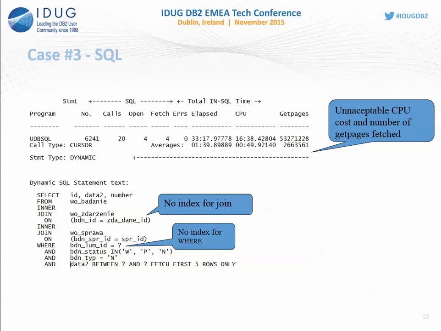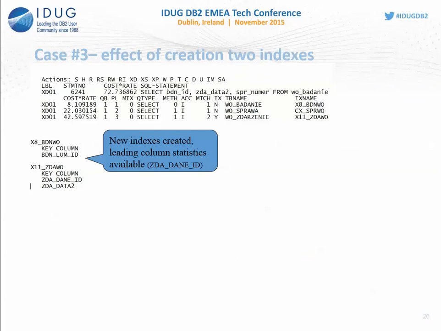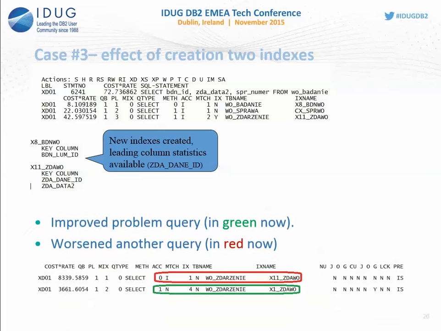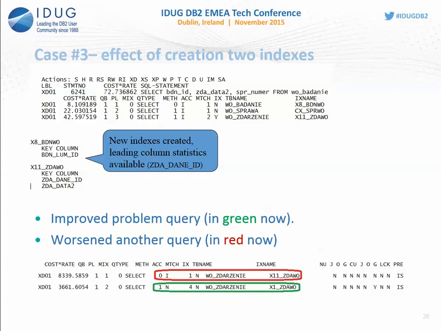The result of adding these indexes was pretty nice. We observed less elapsed time, less CPU time, but the result for other queries was not good enough for us, because we improved this access path, and at the same time we destroyed another one because of statistics for the leading column for this index. DB2 didn't know about the frequency of this column, and after the statistics DB2 found out, and we had a problem with one query.